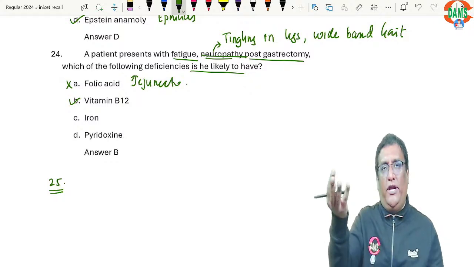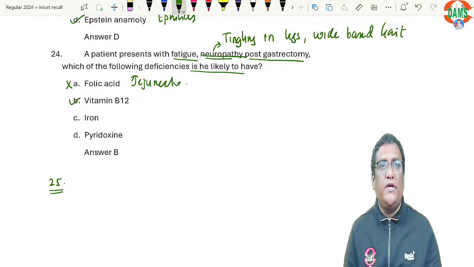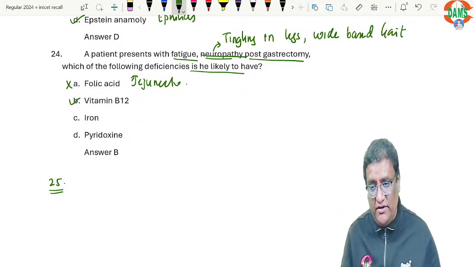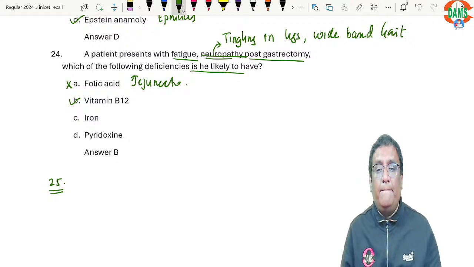Yes. Okay. They have not given macrocytosis status. That is fine. No problem. But still, gastrectomy history has been given. That is enough. So yes, these were the questions.